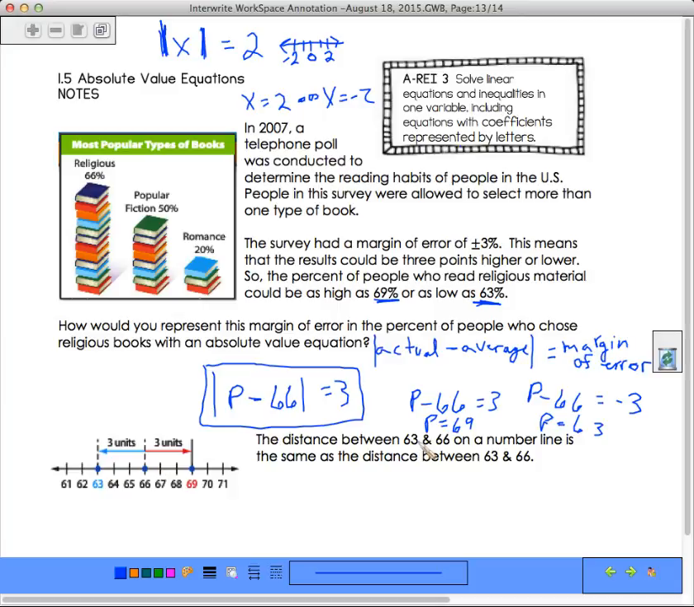It says the distance between 63 and 66 on the number line is the same as the distance between the 66 and 69. Okay, these two distances are the same. It's 3 in either direction, which is what the margin of error represents, how far it is in either direction from the average. Okay. All right, let's take a look at the next one.